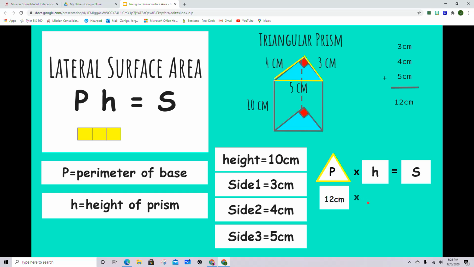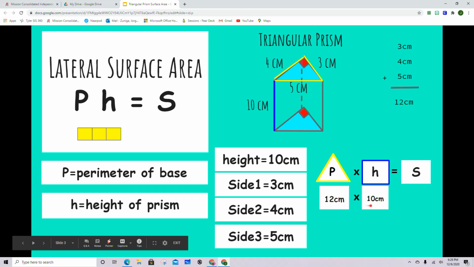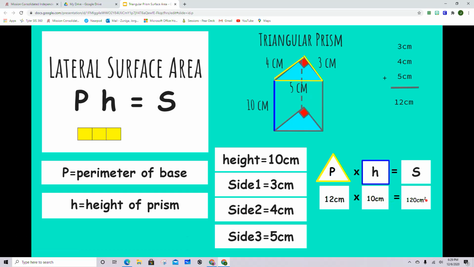Now we're going to multiply that by the height of the prism. Again, here are your two bases. What connects them is going to be your height. So your height is going to be 10 centimeters, and it's labeled here in blue. So we're going to substitute that for our height, and we get 10 centimeters. Now the last step is going to be to multiply. So 12 times 10 is going to give us 120. And since we're multiplying centimeter units times centimeter units, we're going to end up with centimeters squared. Okay, this is going to be the lateral surface area of the triangular prism.